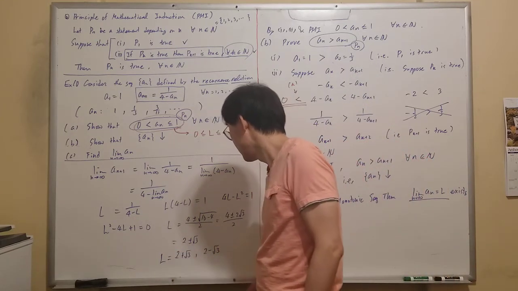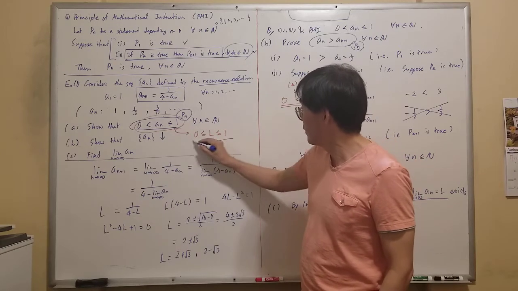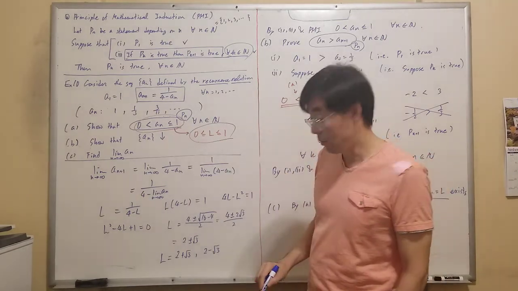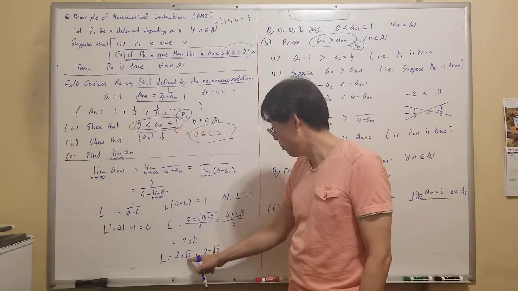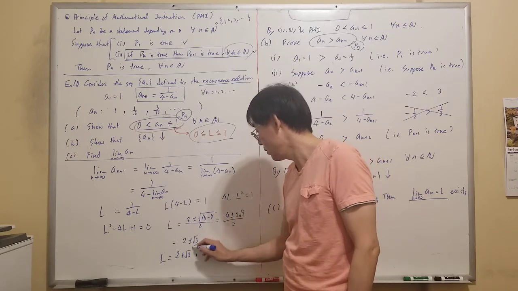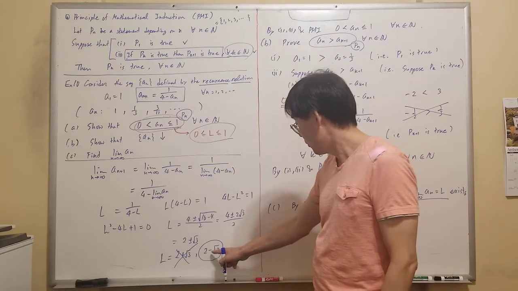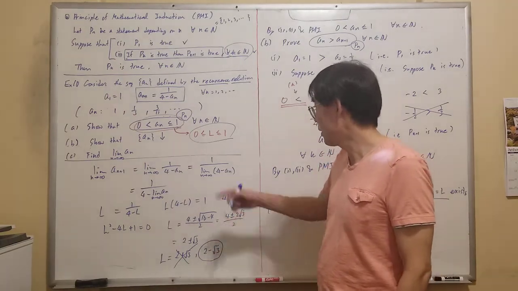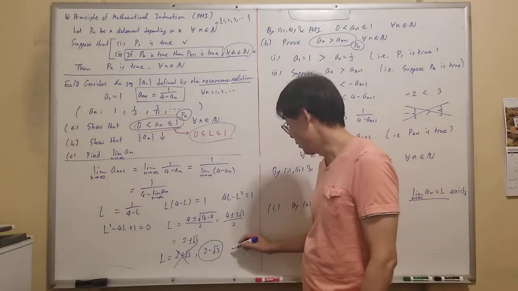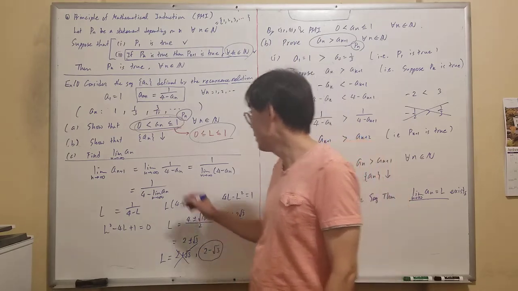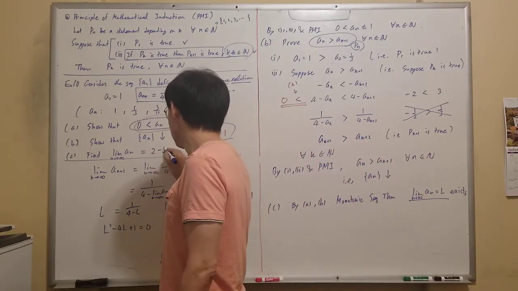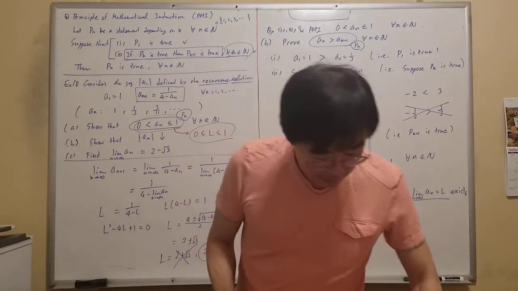Your limit. But look at this. L must be somewhere between 0 and 1. This is 1.7 something, so 3.7. This one, 2 minus 1.7 something, 0.3 something, 0.2 something, I don't know. So this is the one. So this will be 2 minus square root of 3.